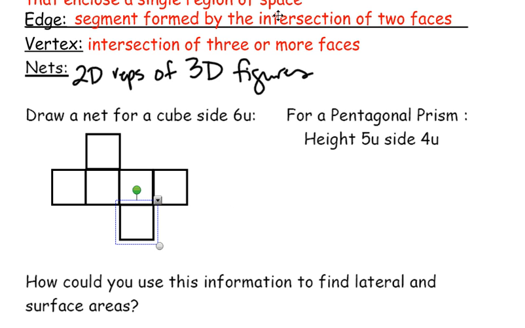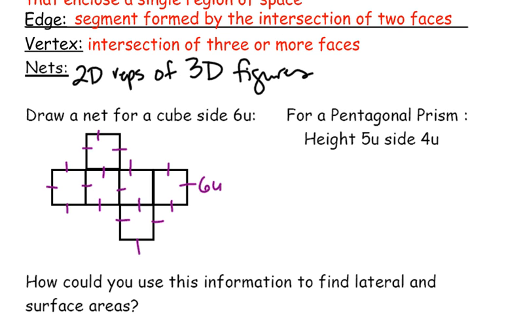All right, and then it says that it's got a side of 6 units, so we need to make sure to label our congruency markings and our dimensions. So in a cube, all the edges have the exact same measure. So we're going to go ahead and do congruency markings for all of our edges. And since they're all congruent, we can just write the 6 units one time. And that is the net of my cube.